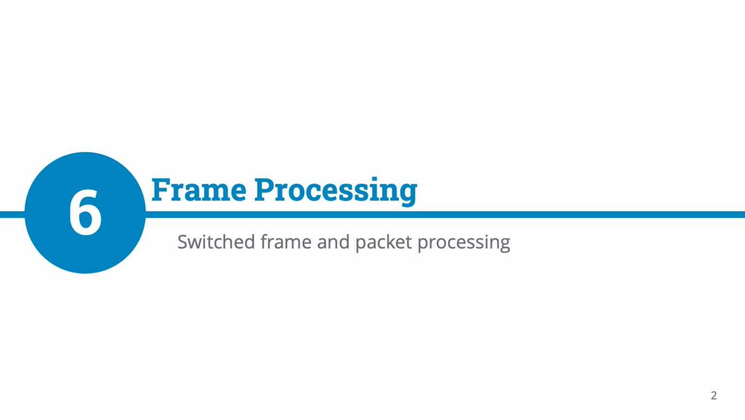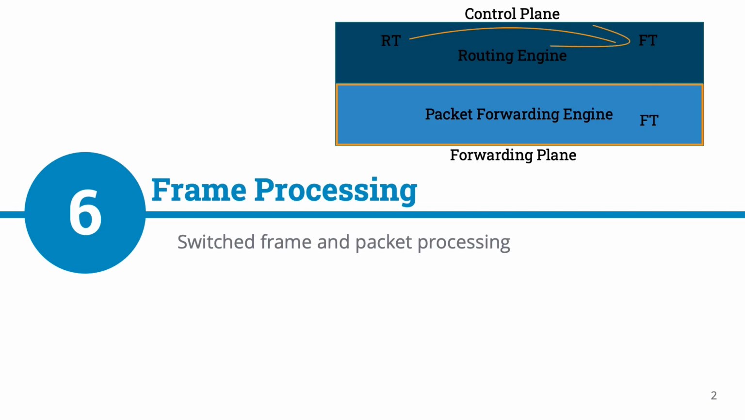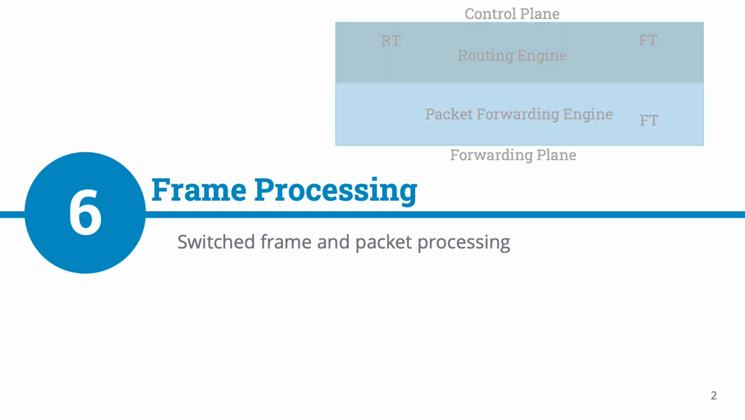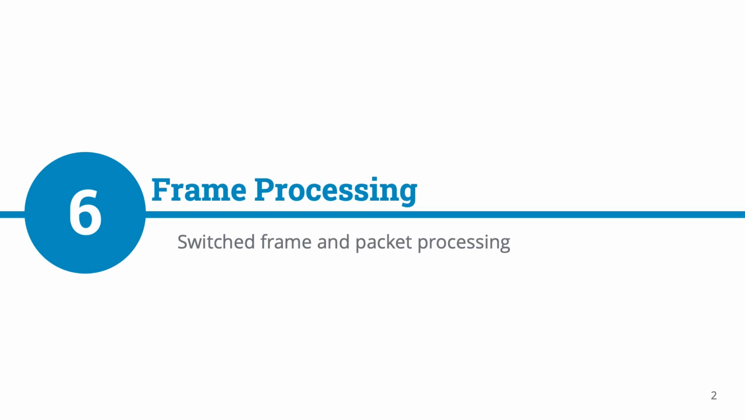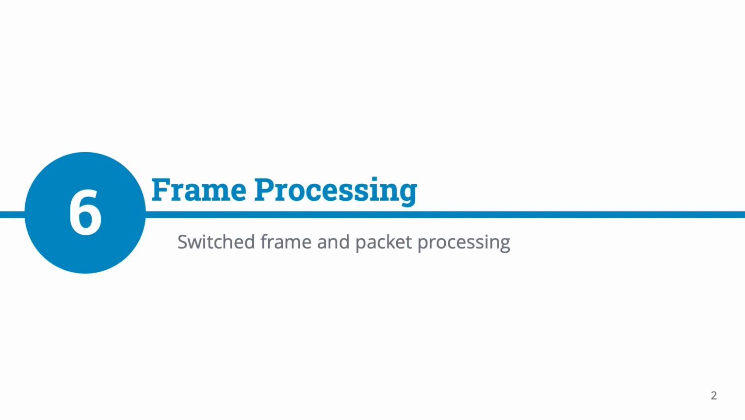You may recall from your studies in the JNCIA Junos that the packet forwarding engine is programmed by the routing engine and is mostly responsible for forwarding transit traffic. In this video, we'll be reviewing the processing workflow used by the switch to handle three classifications of traffic: unknown source, known destination, and unknown destination. Understanding how a switch handles different types of traffic can help build the scaffolding to understanding the configuration features we'll cover later in this course.